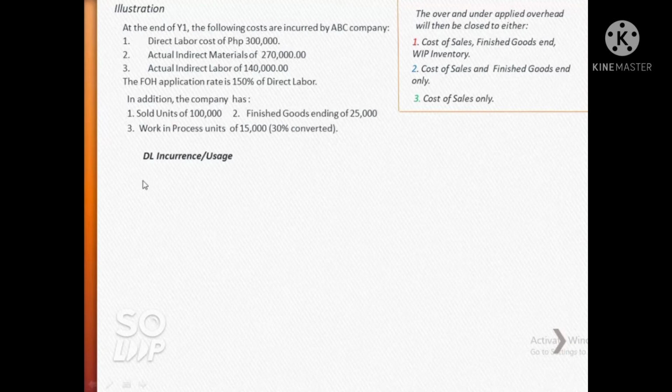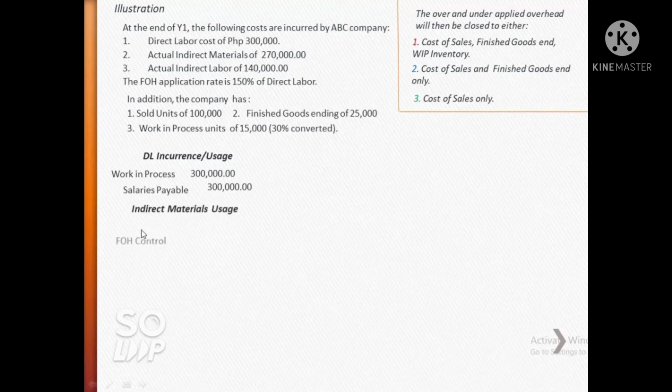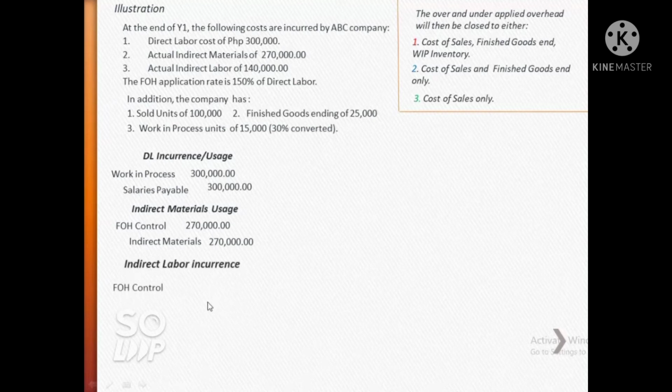On the direct labor incurrence of 300,000, debit work in process of 300,000 and then credit the salaries payable of 300,000. Upon usage of the indirect materials also, we are going to debit the factory overhead control, which is 270,000, and then we credit the indirect materials account for the same amount. We have also incurrence for indirect labor. Again, debit the factory overhead control account and then credit the payable. So that's it for the recording of 1, 2, and 3.